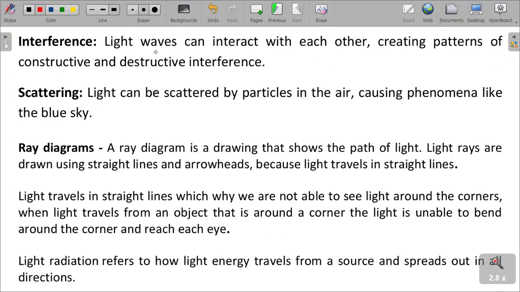And then we can also talk about interference. Light waves can interact with each other, therefore they can create patterns of constructive and destructive interference. And then scattering: light can be scattered by particles in the air, causing phenomena like the blue sky. When you look at the sky, we say it is blue because the light has been scattered by particles in the air. That is the furthest distance our eyes can see, so it causes the scattering of light.